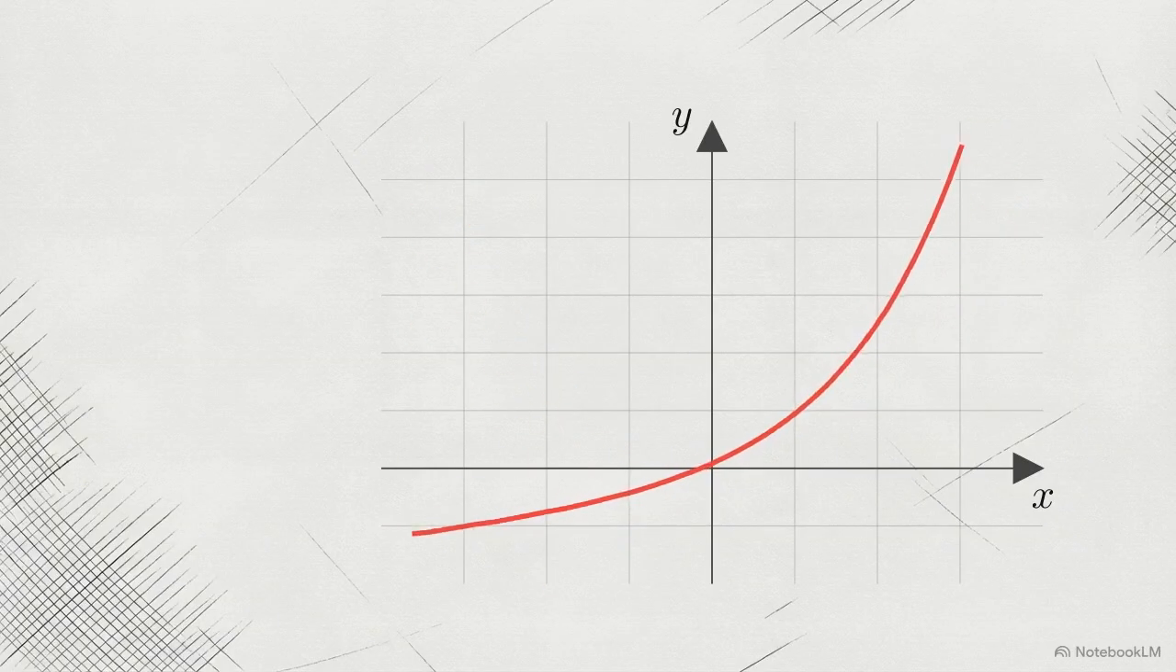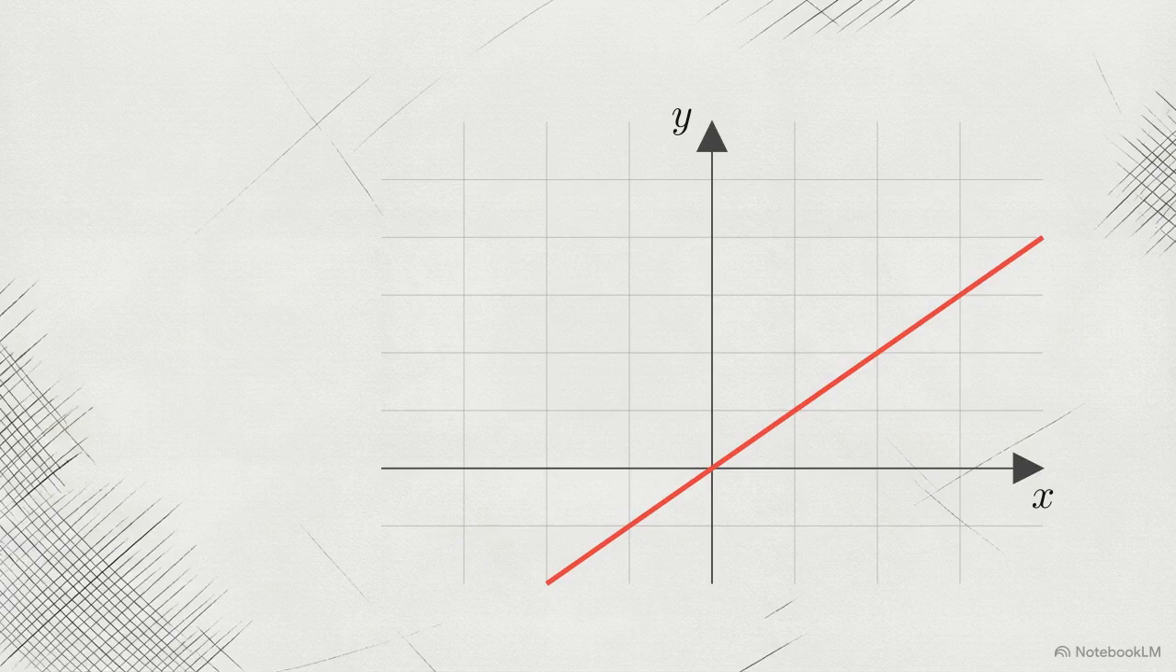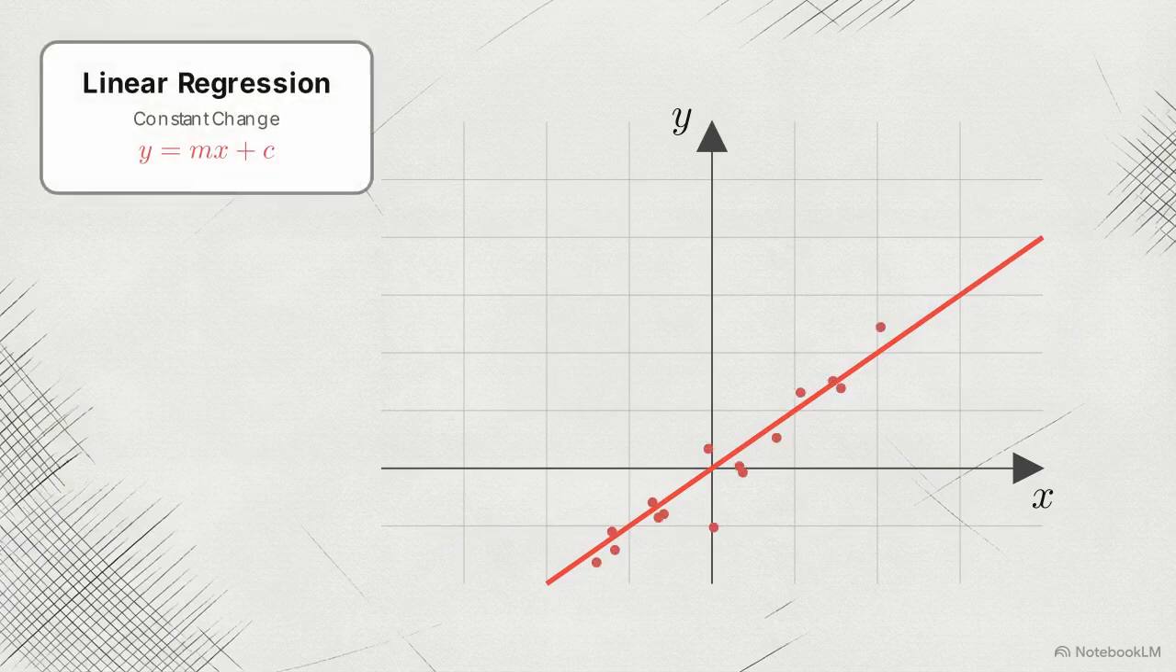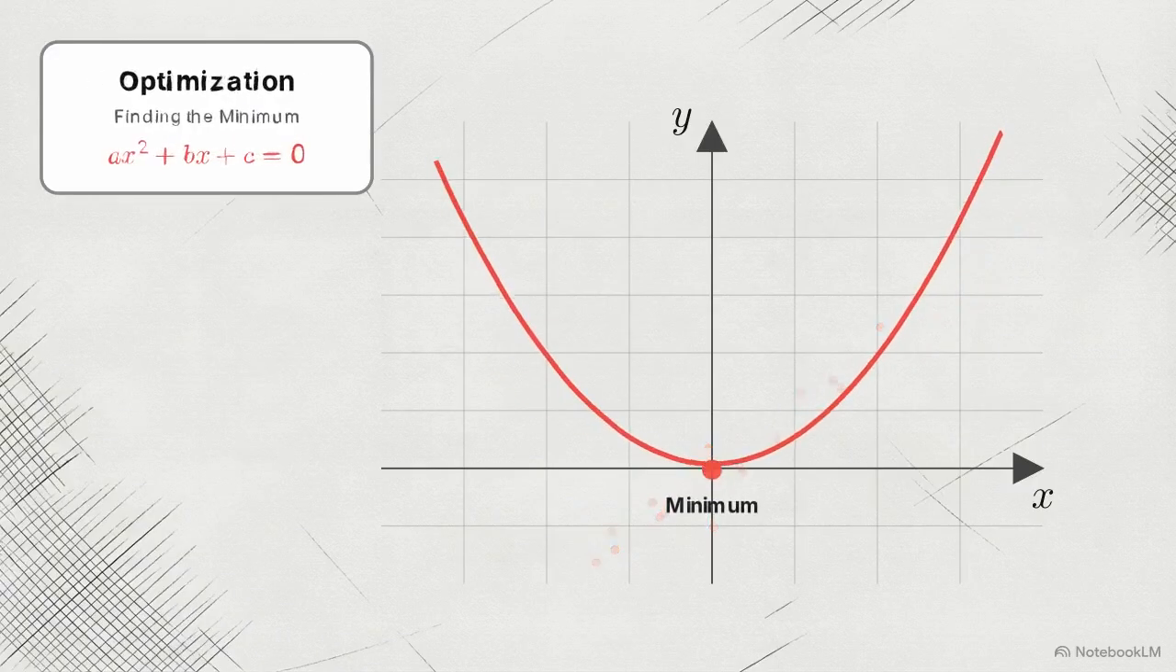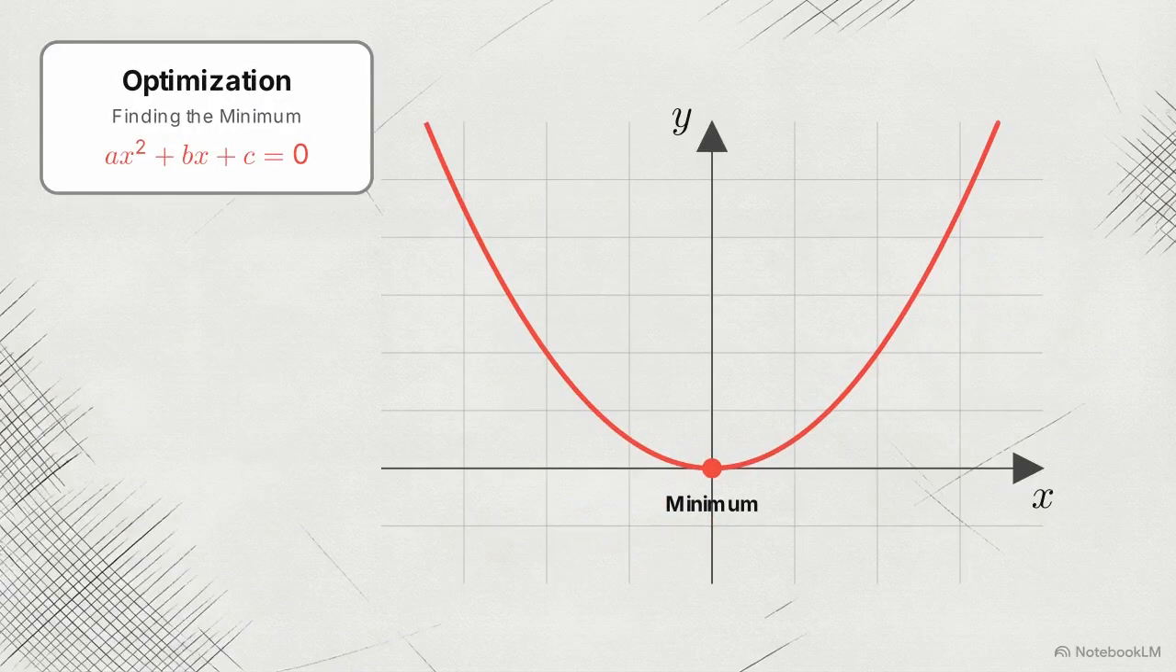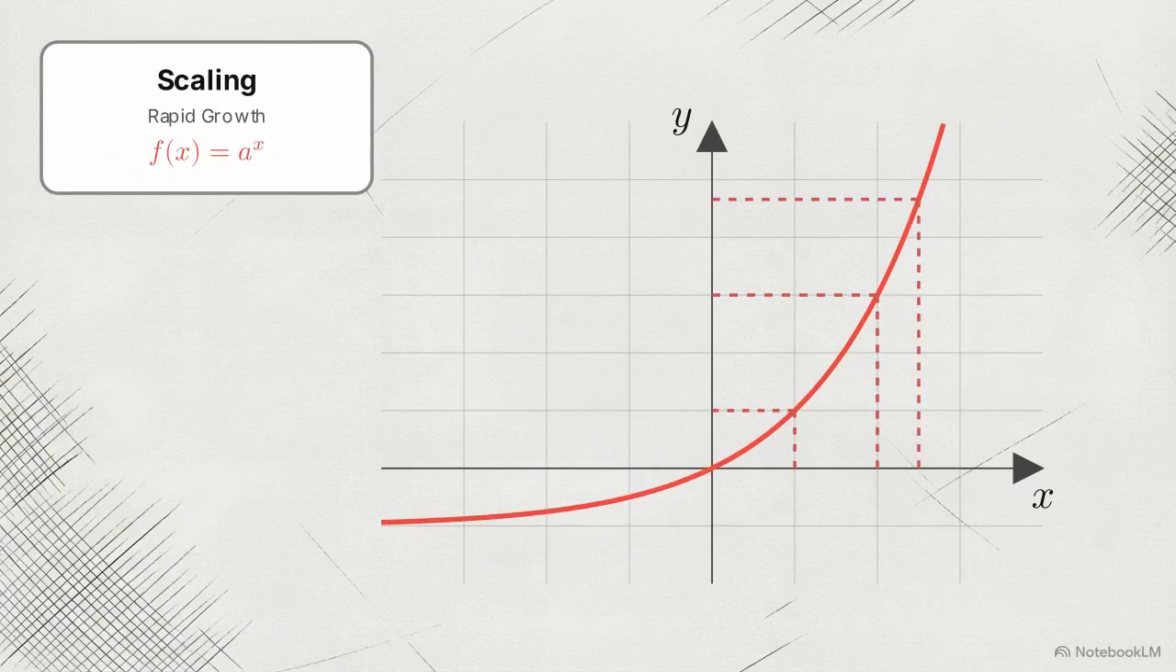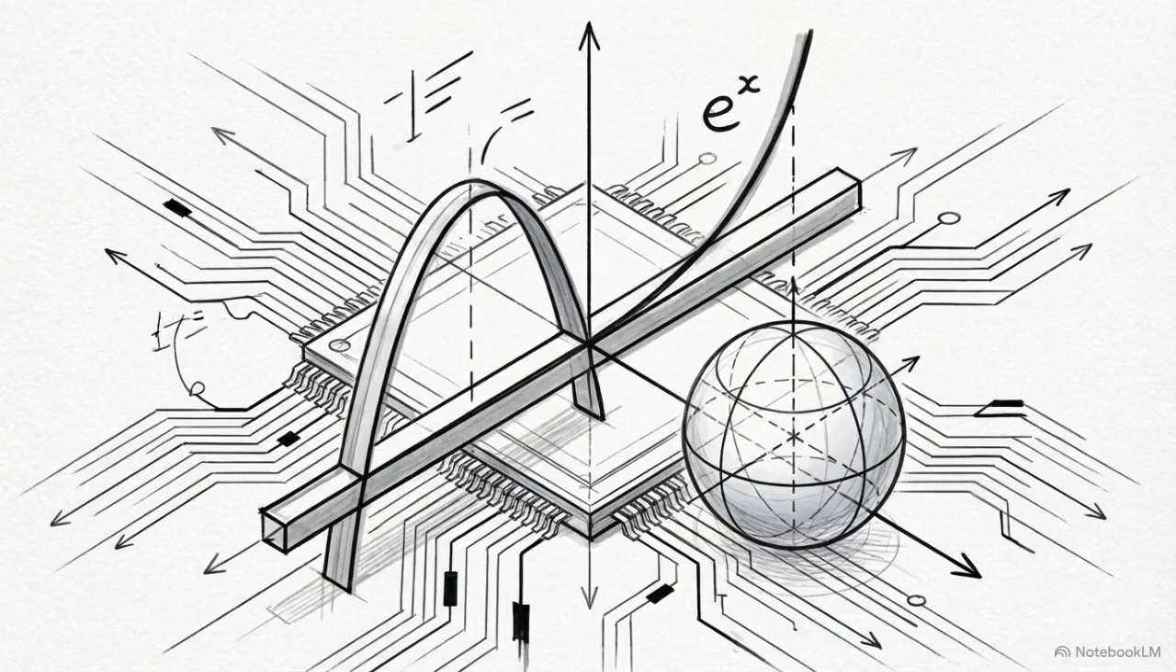These shapes map to specific computational uses. The straight line drives regression models. The parabola solves optimization problems. The exponential curve scales data visualization. We will build these four geometric primitives from scratch to understand the mechanics of computer science.